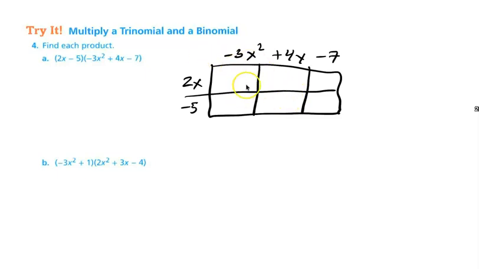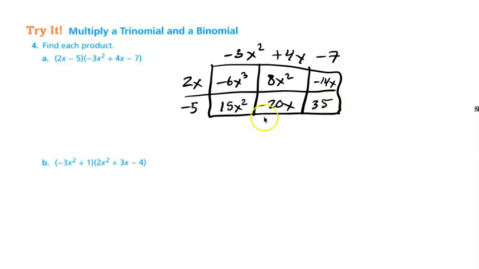All right, and all we're going to do is find the area of each of these boxes. So I'll multiply these two together. I get negative 6x cubed. Multiply this guy by that guy. 2 times 4 is 8, and then we have 2 x's. Multiply 2x times negative 7, I get negative 14x. Down here, negative 5 times negative 3 is 15x squared. Over here is negative 20x. And then this final one, negative 5 times negative 7, again, we're multiplying, 35.